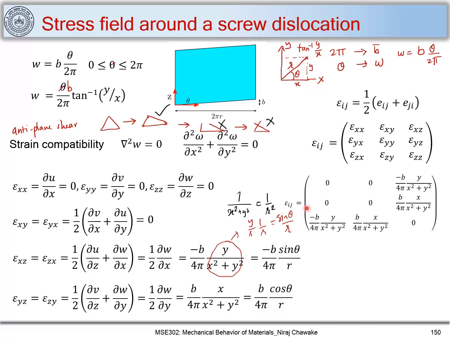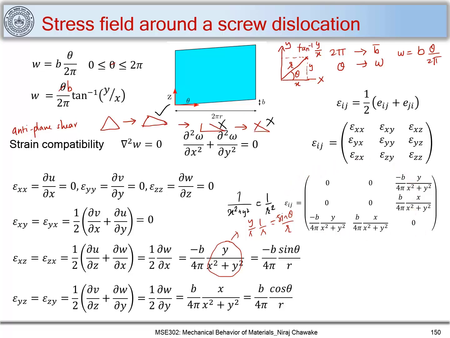And you can write this strain tensor where you have epsilon xx, epsilon yy, and epsilon zz to be 0. So these terms are 0. And you have epsilon xy equal to epsilon yx equal to 0. So these two terms are also 0. What you are left with is epsilon xz and epsilon yz. So you have these two terms, and this is the strain tensor which you get. We got the strain tensor.